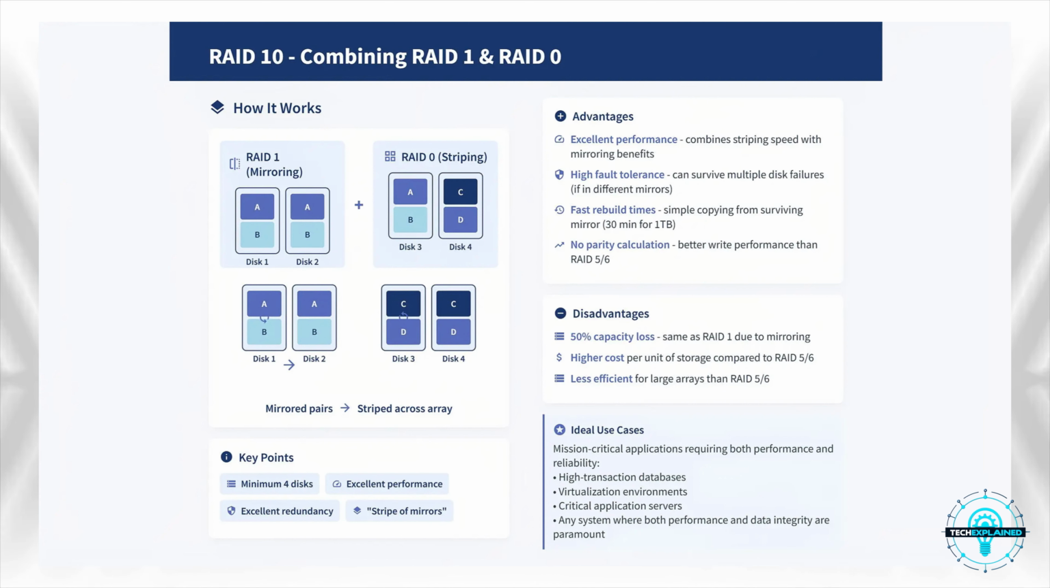High fault tolerance, can survive multiple drive failures as long as they occur in different mirror pairs. Fast rebuild times: if a drive fails, data is simply copied from its mirror to a replacement drive. No parity calculation overhead. The disadvantages of RAID 10 are only 50% storage efficiency, same as RAID 1, higher cost per unit of storage. It requires at least 4 drives to implement.